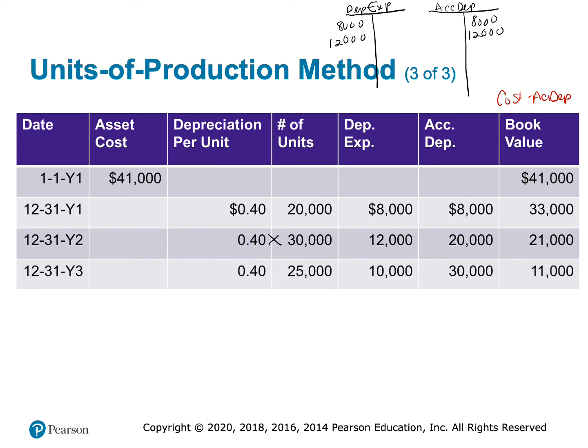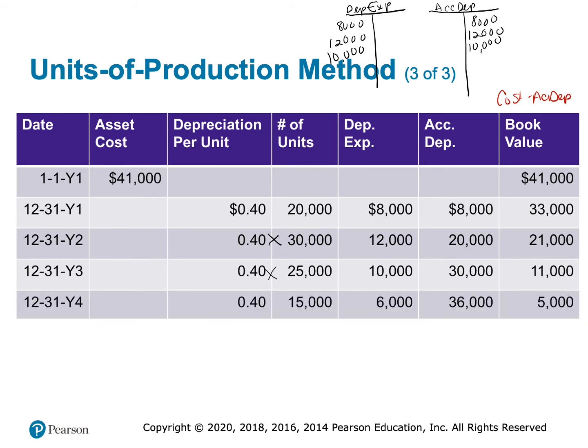In year 3, we drove the truck 25,000 miles. So 40 cents per mile times 25,000 miles gives me 10,000. On December 31st of year 3, I'm going to do an adjusting entry to debit depreciation expense for $10,000 and credit accumulated depreciation for $10,000. So now the balance in accumulated depreciation is $30,000. On my balance sheet, I'm going to show truck at 41 minus accumulated depreciation of 30, which leaves me a book value of 11.